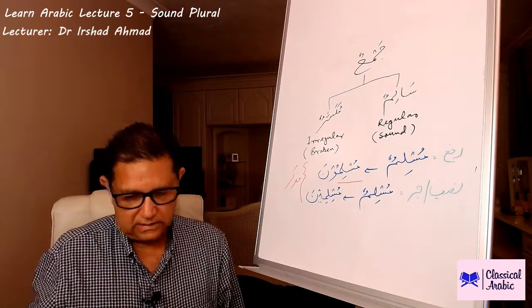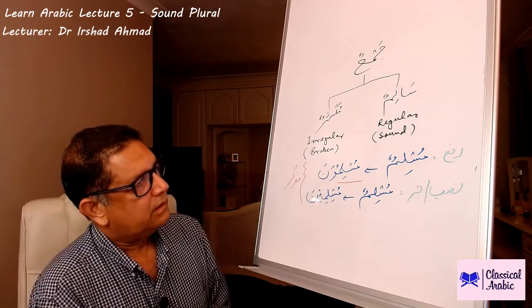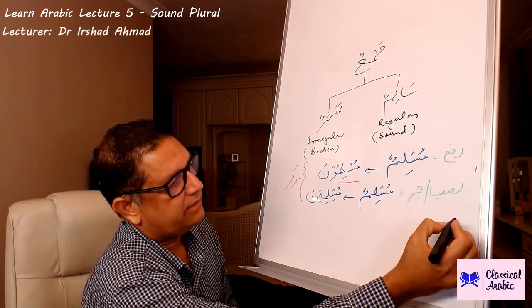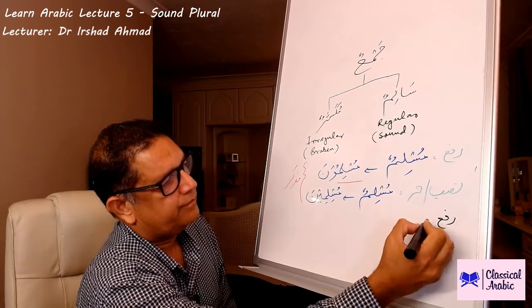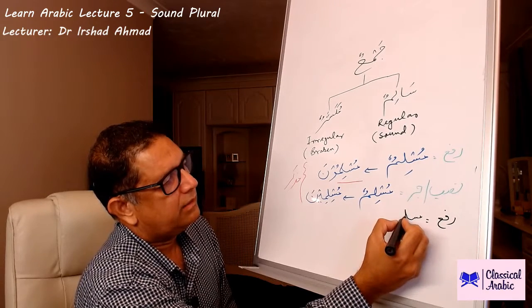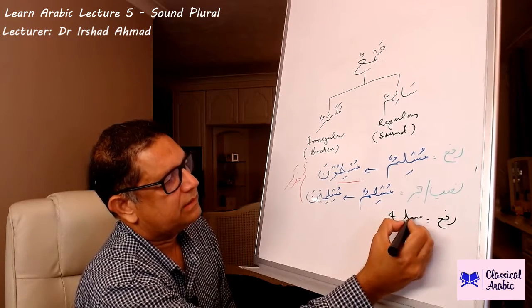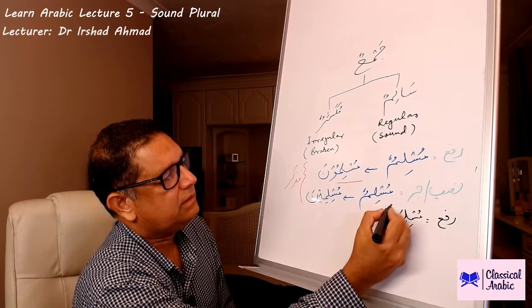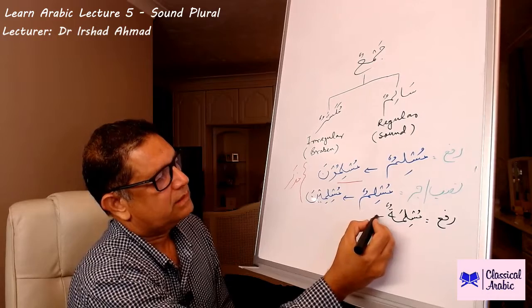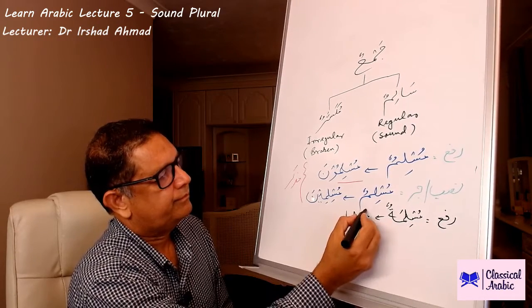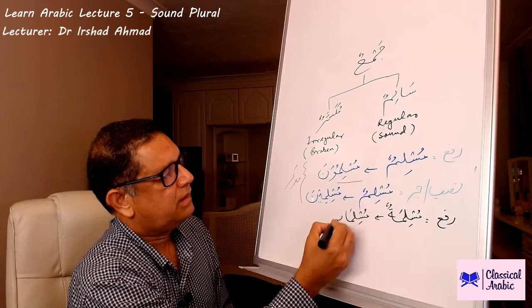For muannas, there's a slightly different rule. For example, we say in rafa, from muslimun, well, muslimatun, that will be muannas. Muslimatun, this becomes muslimatun.